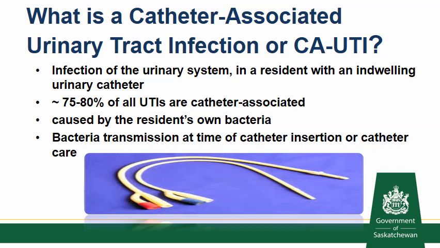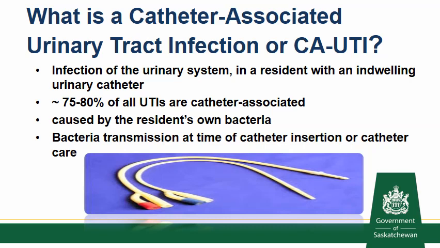What is a catheter-associated urinary tract infection or CA-UTI? It is an infection of the urinary system, which could be in the bladder, ureters, or kidneys, in a resident who has an indwelling urinary catheter. From our surveillance of all urinary tract infections, we know that 75 to 80% of urinary tract infections are found in residents who have a catheter.